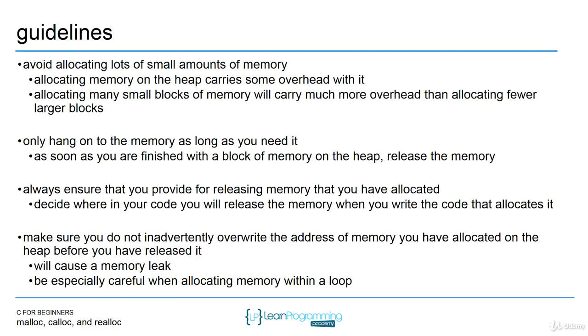Make sure you do not inadvertently overwrite the address of memory you've allocated on the heap before you have released it. This will cause a memory leak. So if you try to write too many bytes to it, or if you have overflows, you may have issues. So be especially careful when you're allocating memory within a loop, okay? Because this can cause problems and buffer overflows.